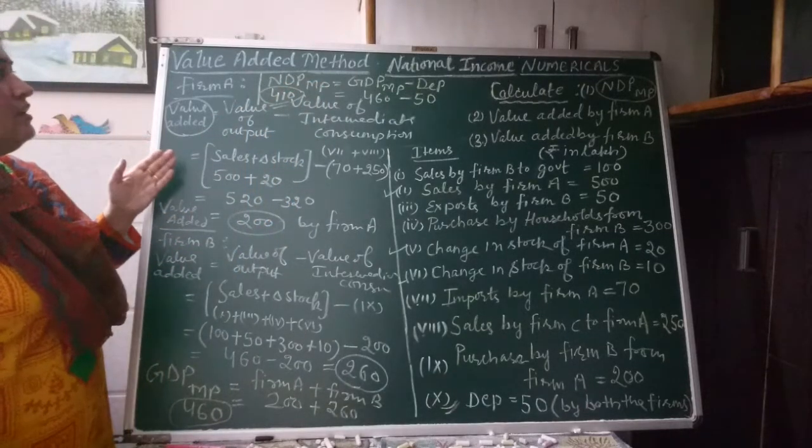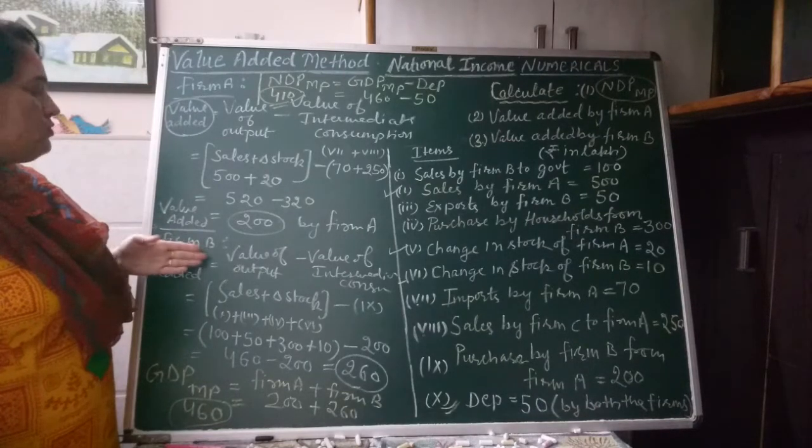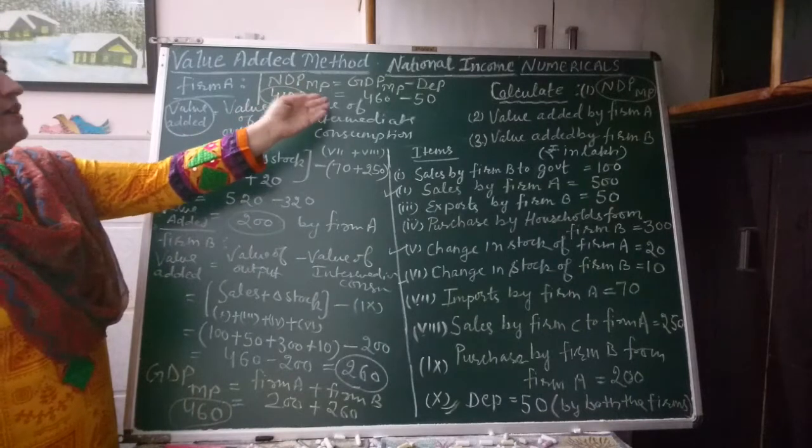So in this way we can calculate value addition either by individual firm A, by individual firm B, or by both the firms. You can calculate easily.